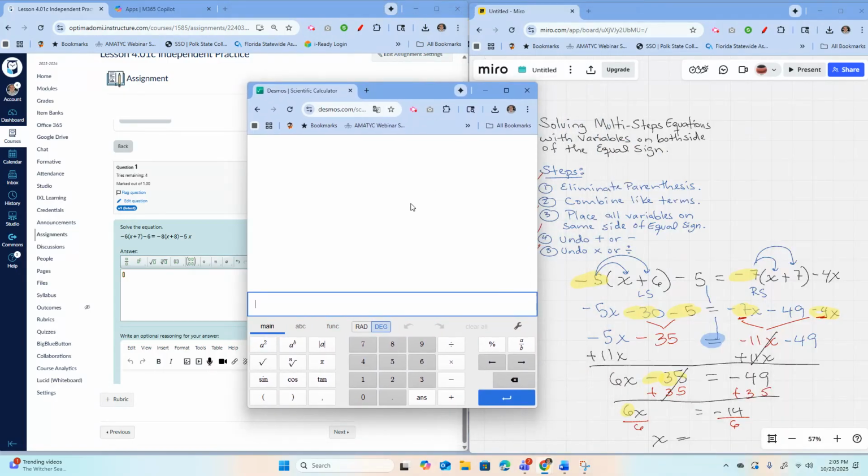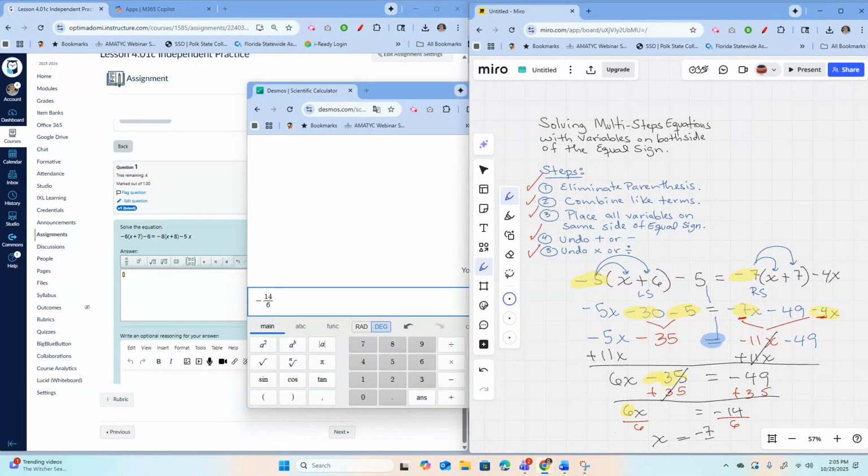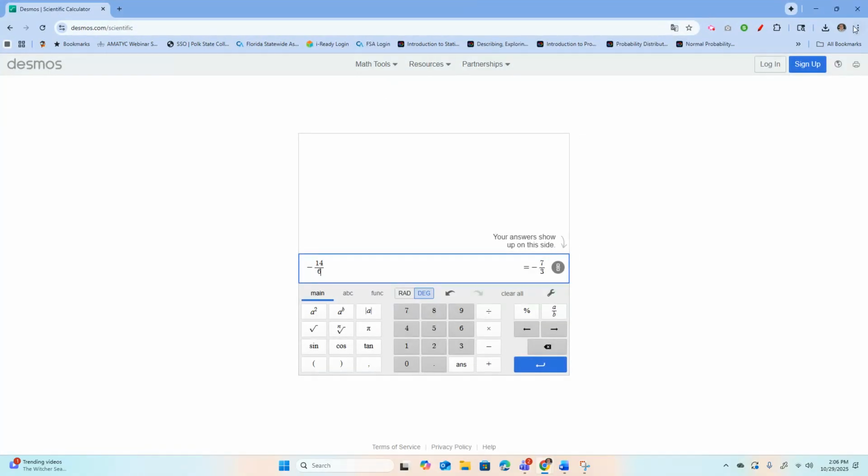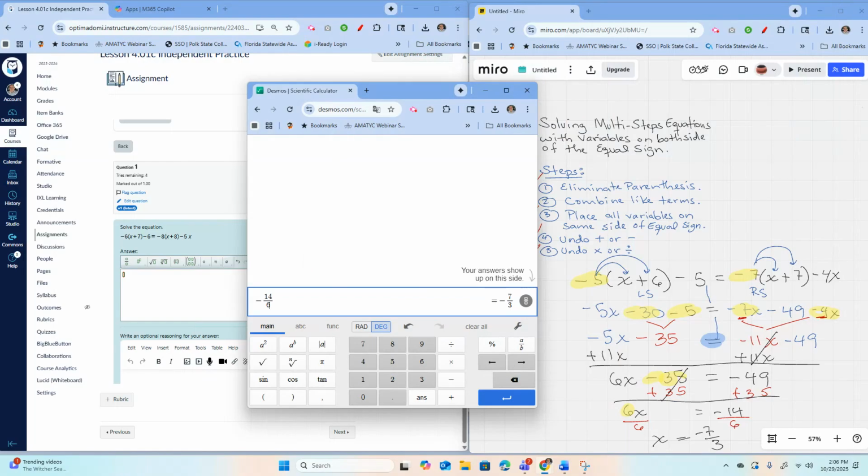There it is. Okay. And I'm going to divide negative 14 divided by 6. If you get a long decimal, click on the circle. Look what will be my answer. Negative 7 over 3. And that is how you work problem number 1. Okay? Oops, my bad for that. Let's go to the next problem.